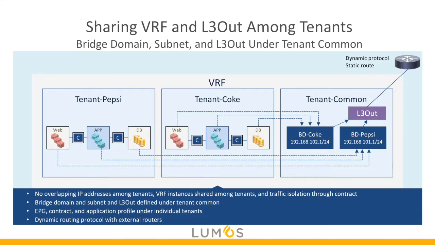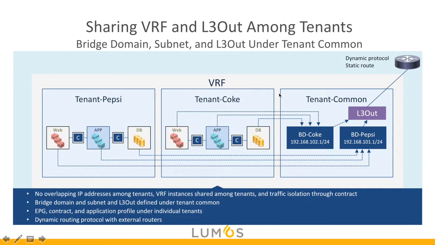So there's a way that we can share the L3 outs amongst multiple tenants, so we only have to have one or much fewer routing peer L3 outs and routing sessions with external routers than we do tenants. So in this case, we have two tenants, but we only have one L3 out. So there's a couple ways we can do this.